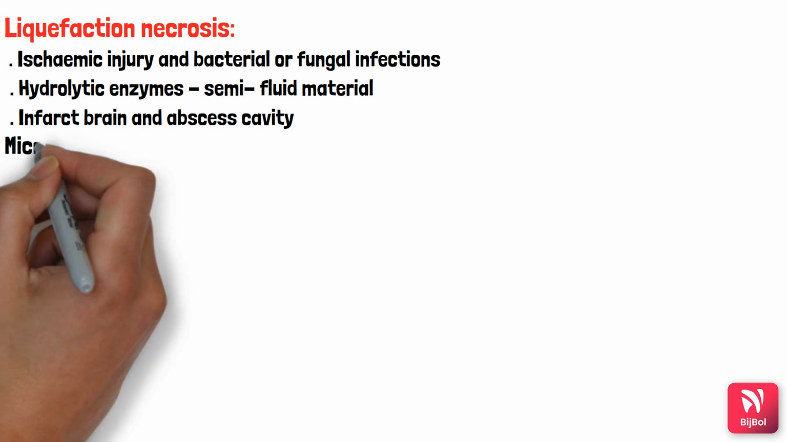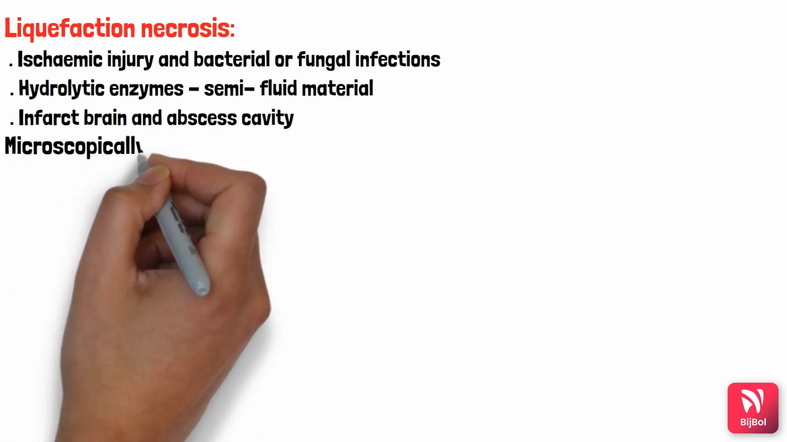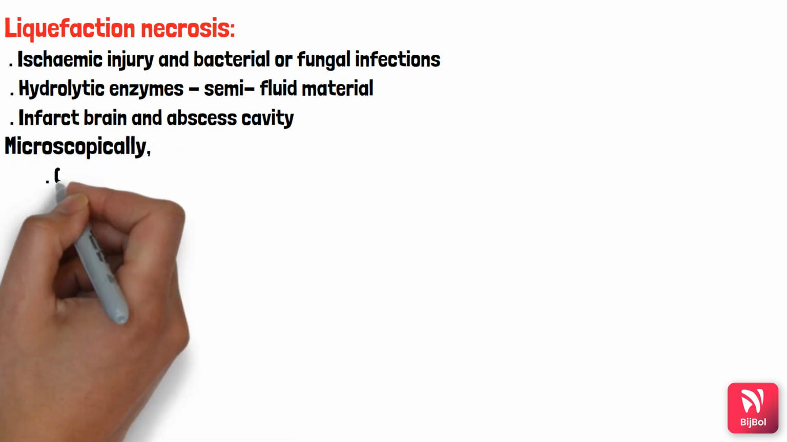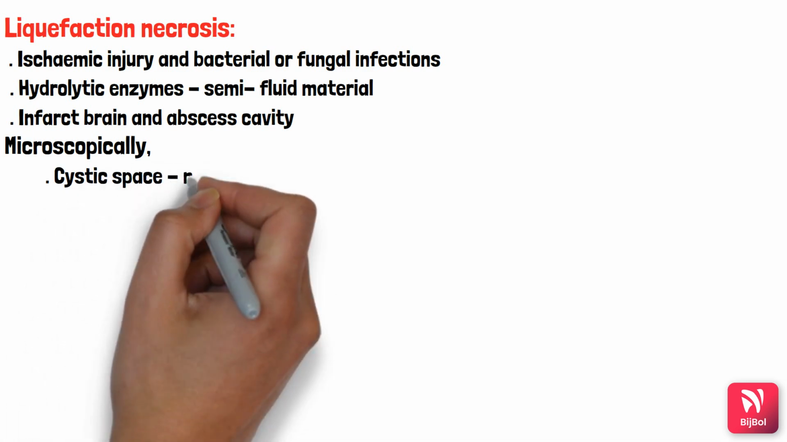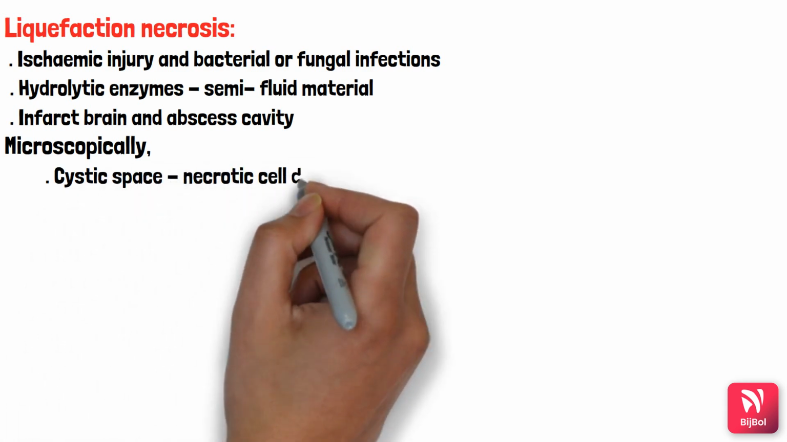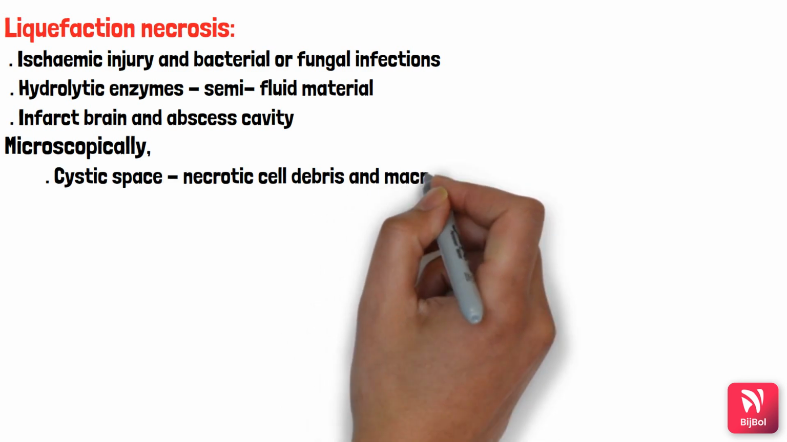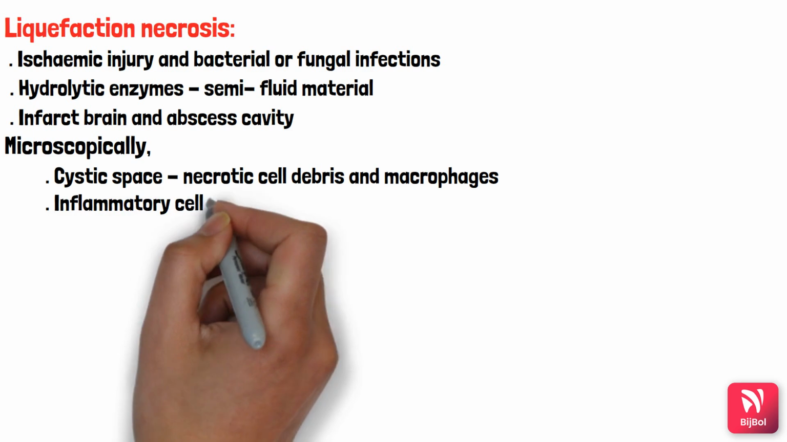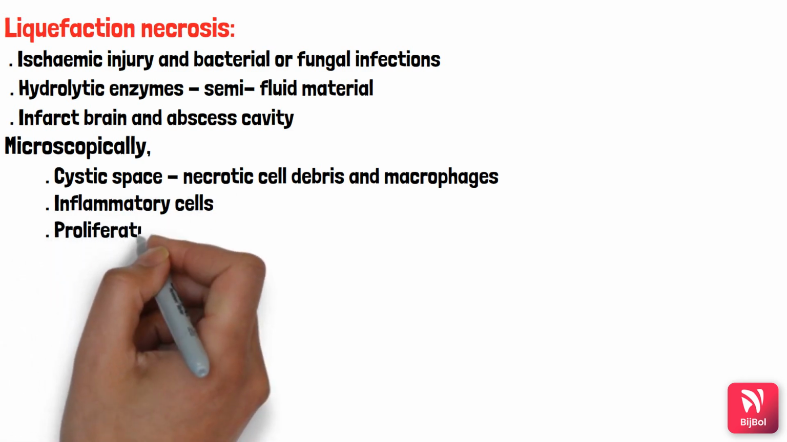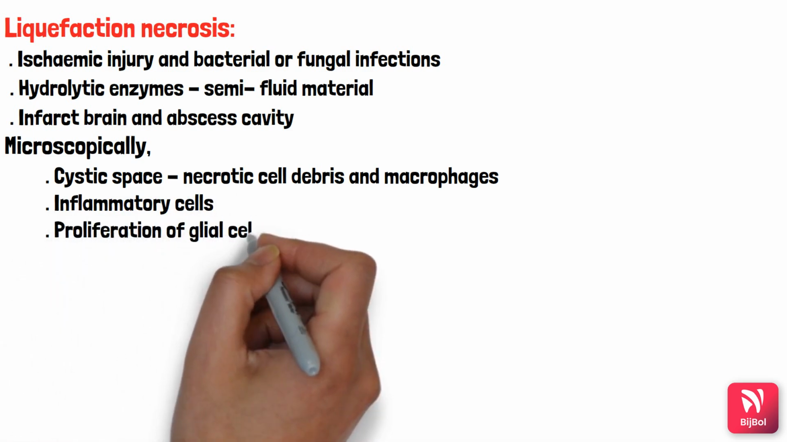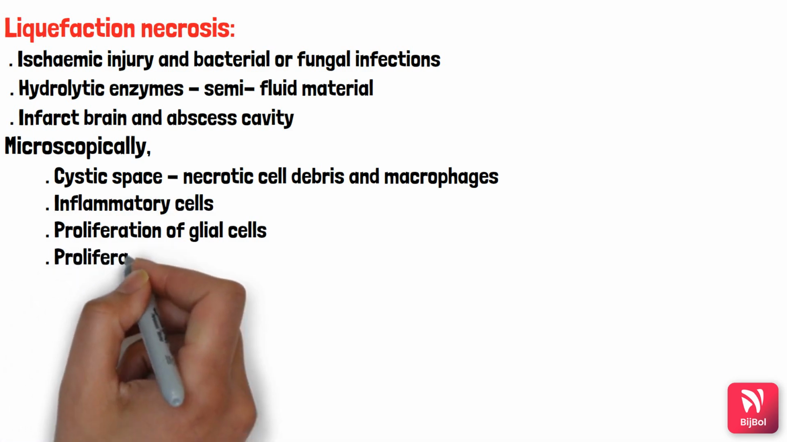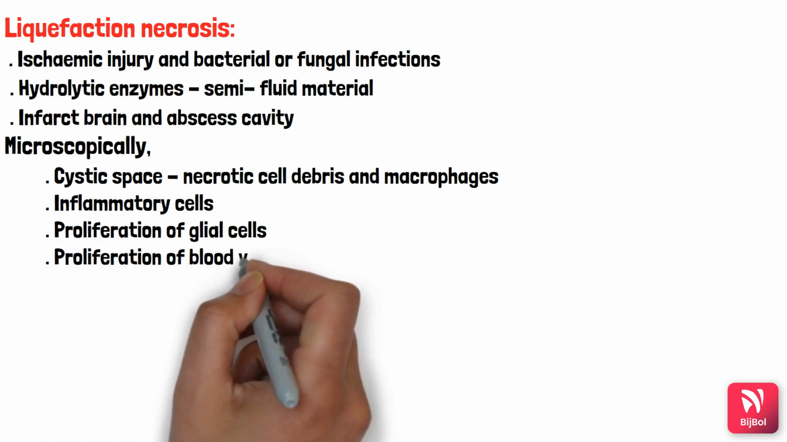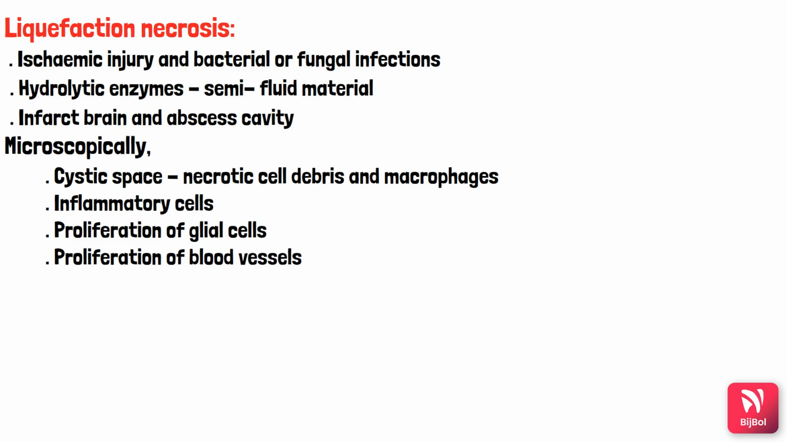And how does it appear microscopically? As dead tissue is there, as in an abscess cavity, there will be a cystic space formed, which will be filled with necrotic cell debris and macrophages. Those are the inflammatory cells seen here. And because it is in the brain, there will be proliferation of glial cells, and also proliferation of blood vessels can be seen in liquefaction necrosis.